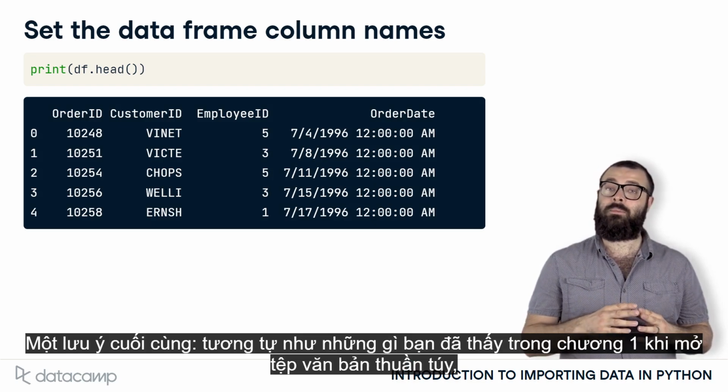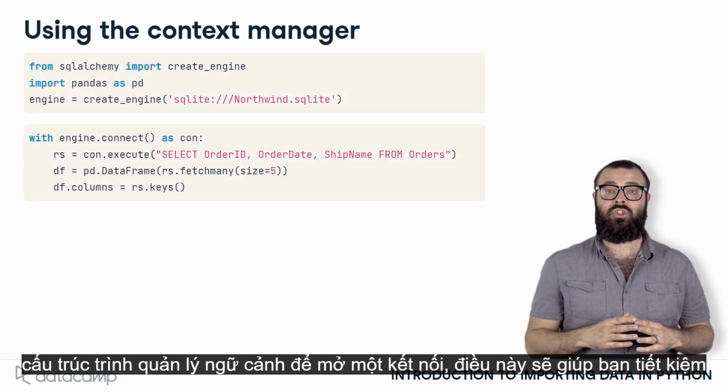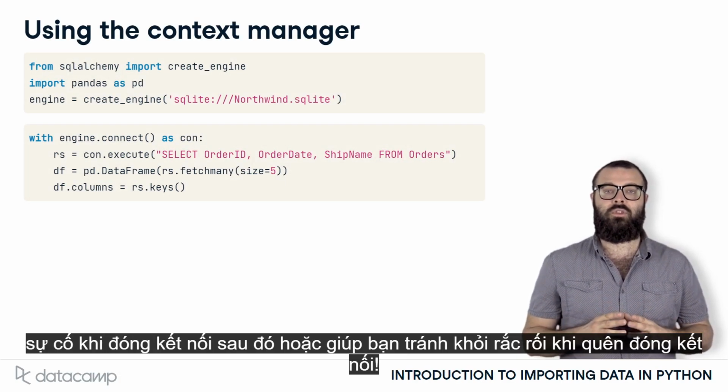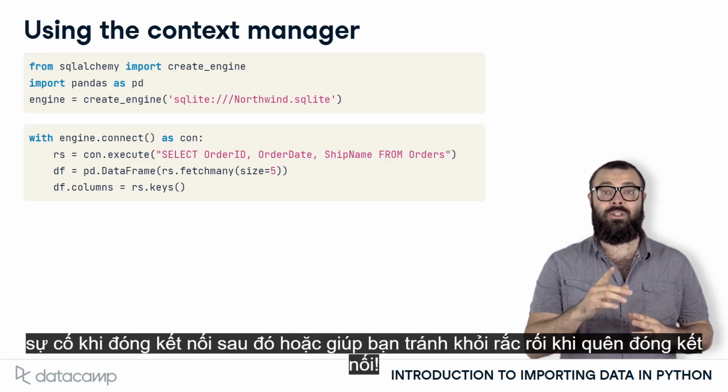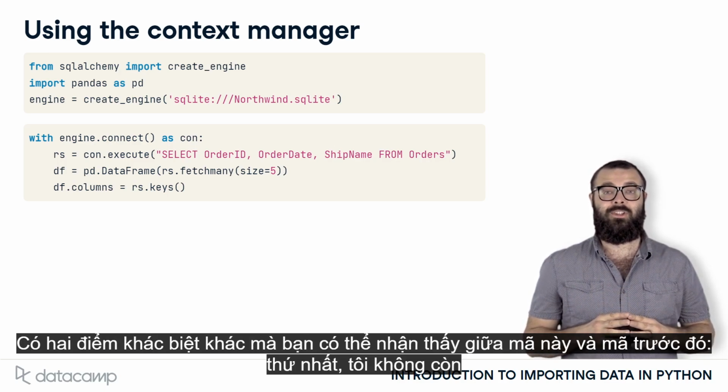One last note. Analogous to what you saw in Chapter 1 when opening plain text files, you can use the context manager construct to open a connection, which will save you the trouble of closing the connection later, or save you the trouble of forgetting to close it.